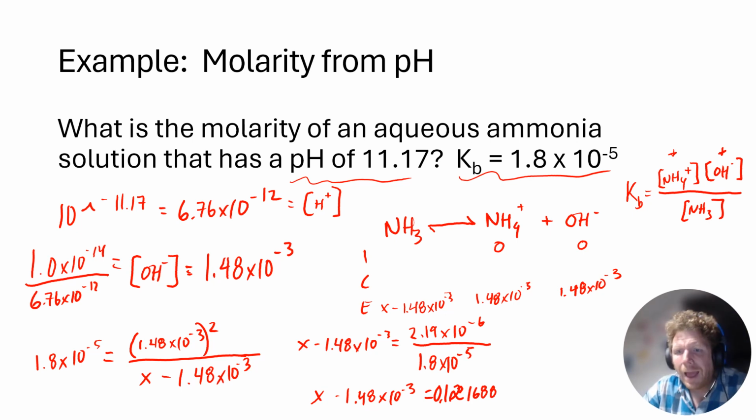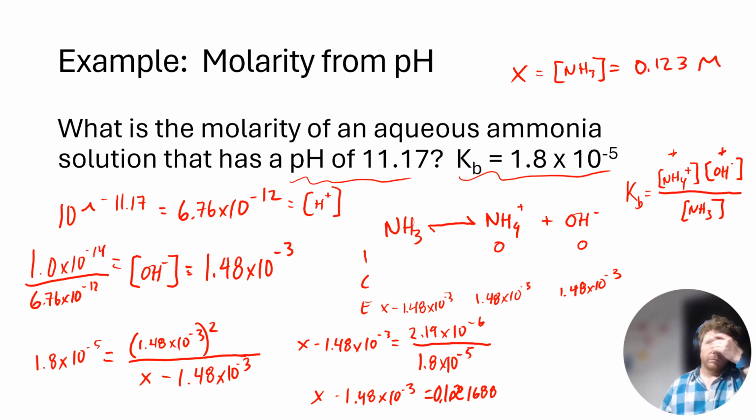So to that I'm going to add the 1.48 times 10 to the negative third. I'm going to get x, which is my molarity of ammonia, and that is equal to 0.123 molar. Okay, there's a lot more involved in that problem than the previous one, but I hope that was helpful.